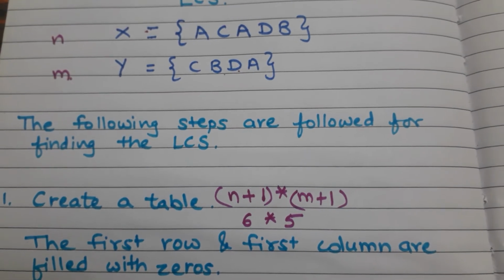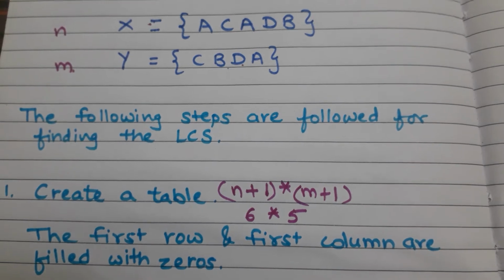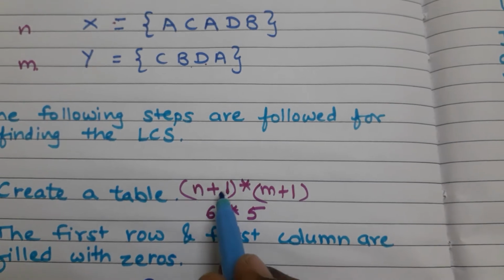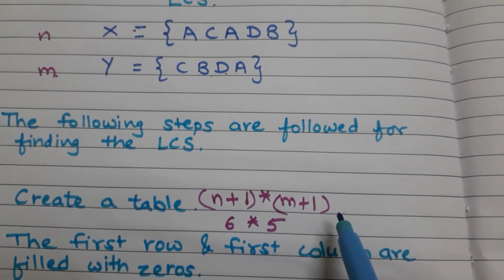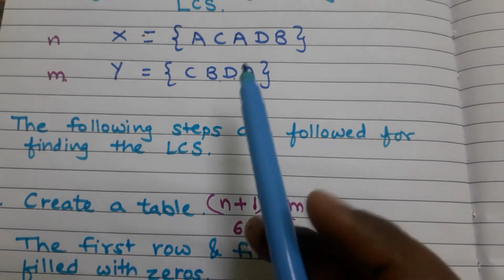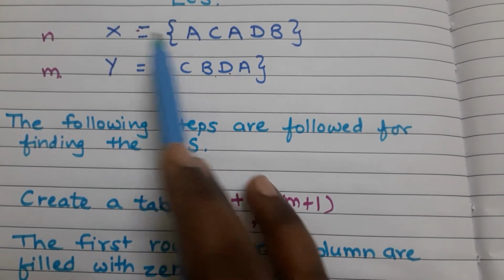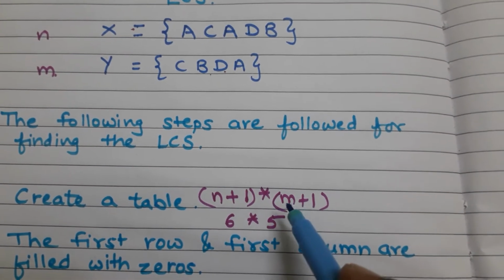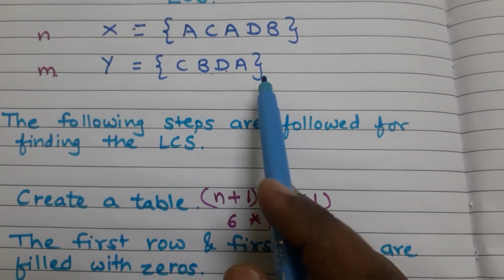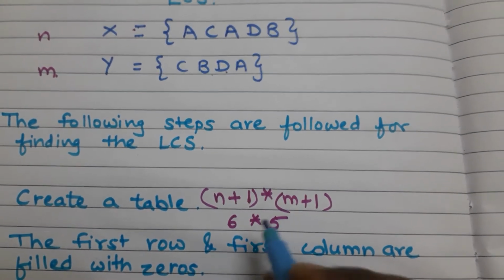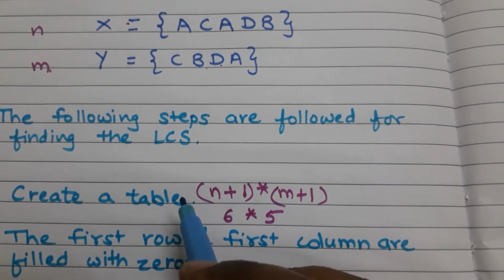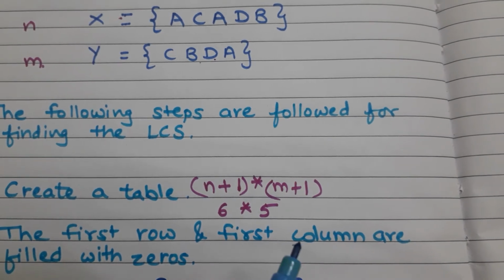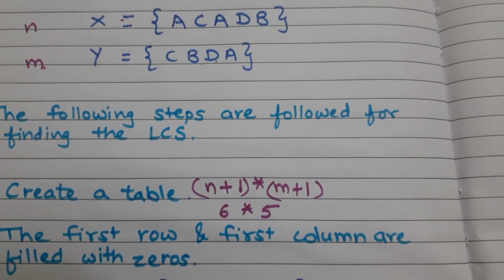As we said, we have to create a table. That table should be n plus 1 into m plus 1. I already told you that the length of the sequence X is 5, so 5 plus 1 is 6, into m plus 1. The value of m is 4, so 4 plus 1 is 5. So we have to create a 6 by 5 table, and in that, the first row and first column are filled with zeros. Now first we will create the table.